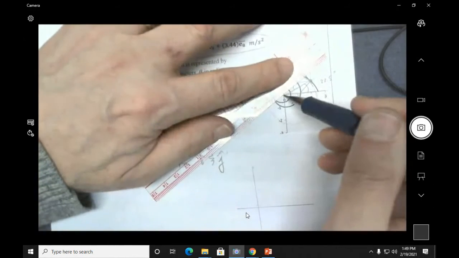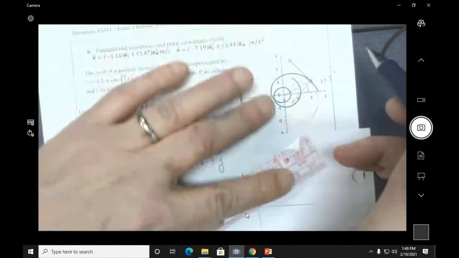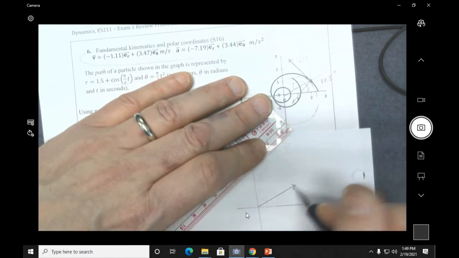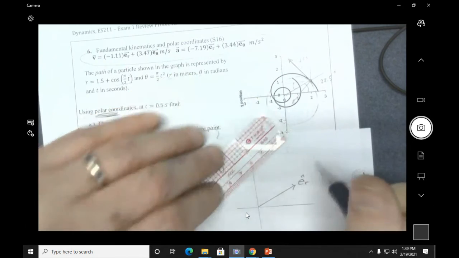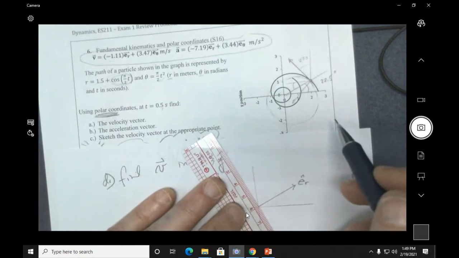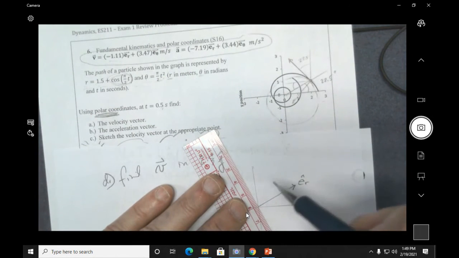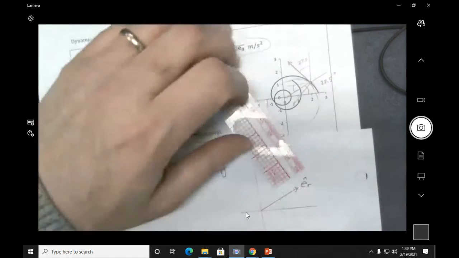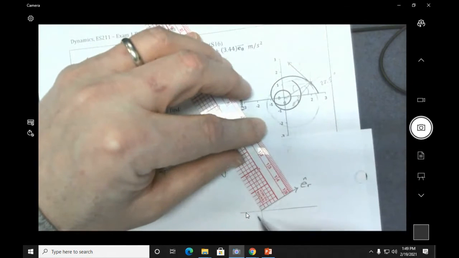R is going to be this direction right there, our ER. Our E theta is always, from the right-hand rule, going to be over to the left of it, as you're looking this way. So it's going to go in that direction. I try to use this like a T-square, like a square.